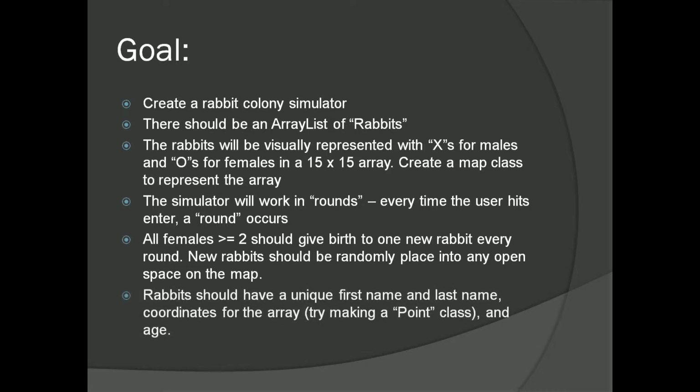Rabbits should have a unique first name and last name, unique coordinates for their place on the array. I recommend creating a point class, and also a unique age. Their age should be incremented by 1 every round.